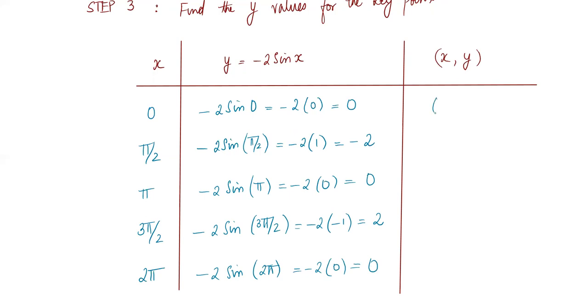And so we have 0, 0, pi over 2 comma -2, pi comma 0, 3 pi over 2 comma 2, 2 pi comma 0. Now take all these points and you can plug them in, and you can already see that your y values are another place for you to check. So let's quickly make note of that.